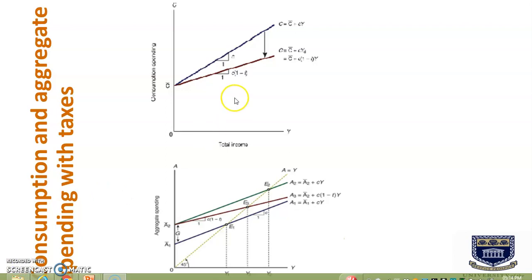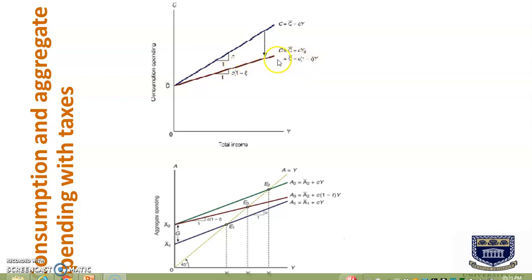So let's quickly recap before we move on to the figure below. Here, in our original consumption function, we had only consumption and we did not include taxes. However, when we included taxes, this was done by including YD as opposed to Y. And YD was given by (1 minus T)Y. Thus, the slope became flatter and changed from just being the MPC to becoming C(1 minus T).